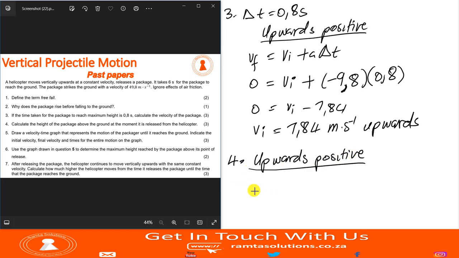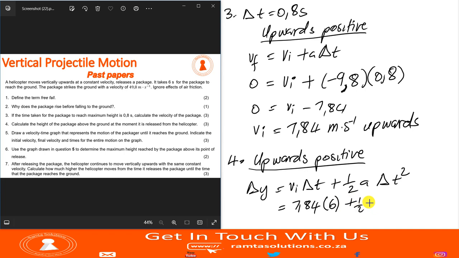Now I will use delta y equals vi delta t plus half a delta t squared. So let's read the question again. Calculate the height of the package above the ground at the moment it is released from the helicopter. This will give us the height of this object at the moment it was released. What was the initial velocity? It was 7.84. What was the time? Time to strike the ground from the moment of release is 6 seconds. Acceleration is negative 9.8 because we chose upwards to be positive.